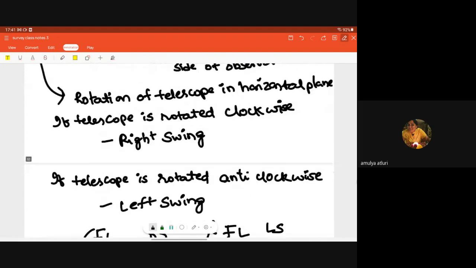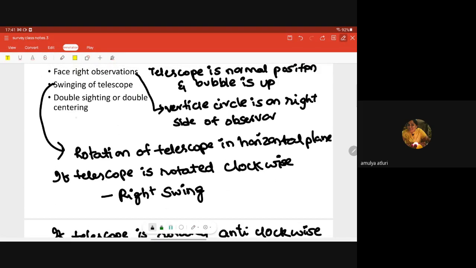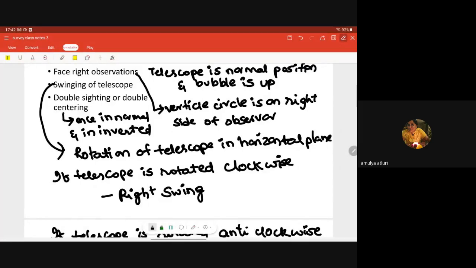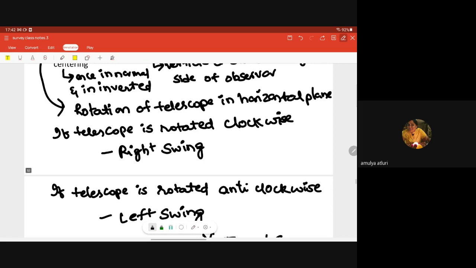So next part is double sighting or double centering. What is double sighting or double centering? It is the process of measuring the angle twice, once with the telescope in normal condition, once in inverted condition. We take the readings once in normal condition and once in inverted condition. That is called double sighting or double centering.